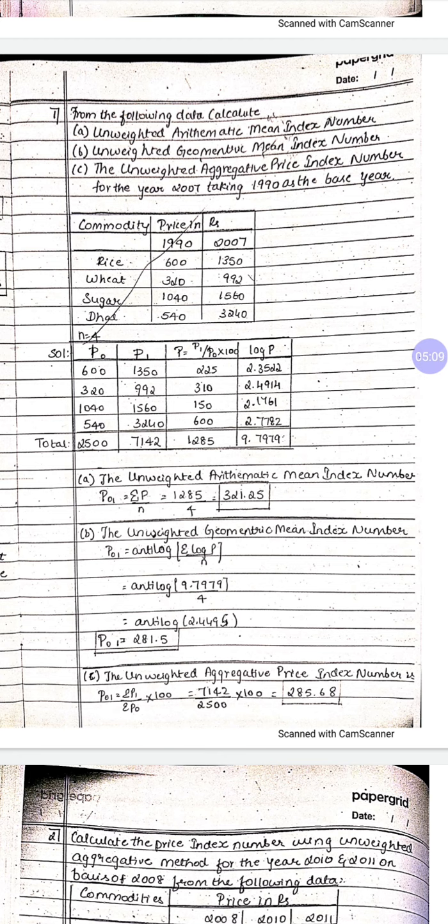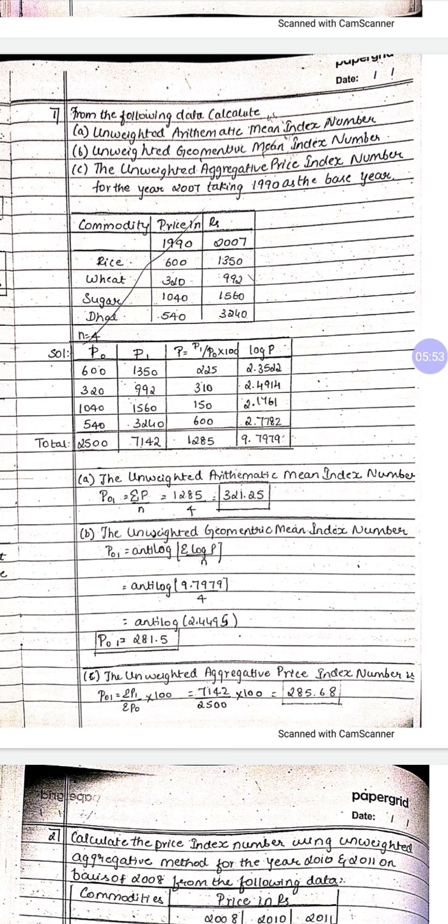Log, as I have shown in the classes, how we take log. Then we take the anti-log of the log to find out the geometric mean. Arithmetic mean is sigma P divided by n, where you will get your arithmetic mean. For geometric mean you need to take log and anti-log.